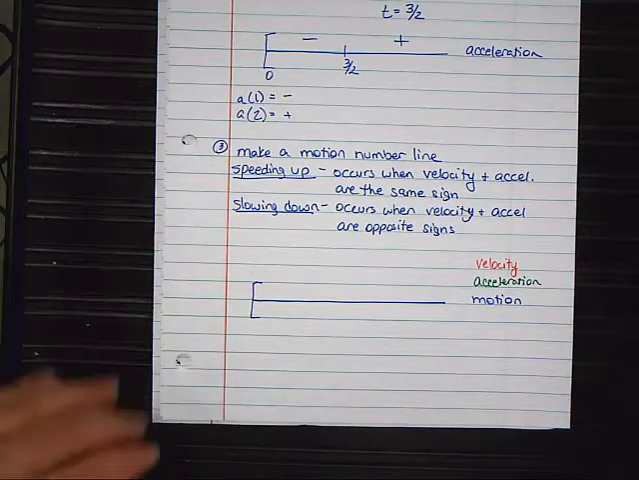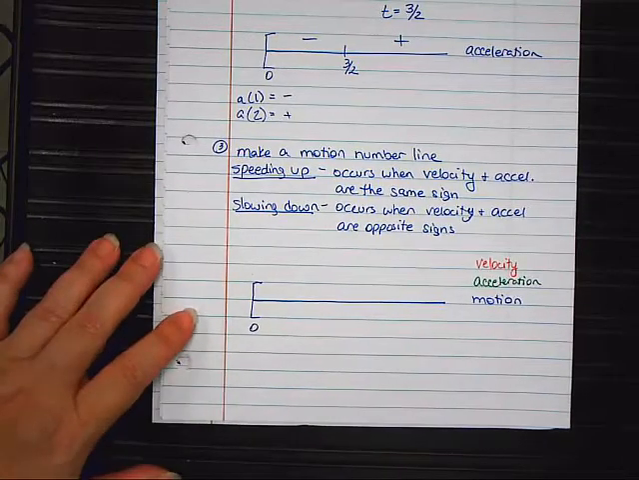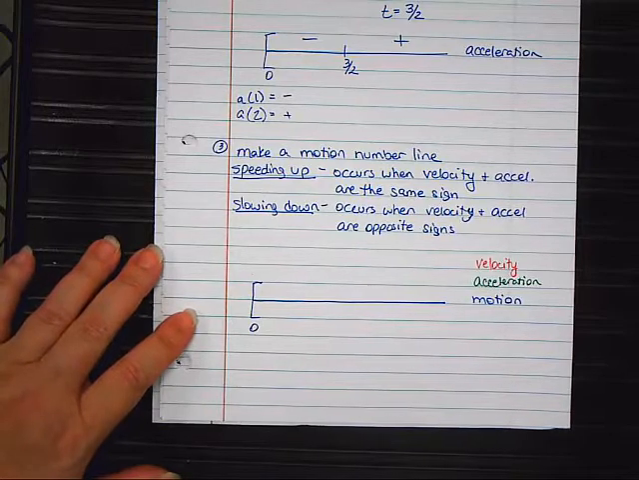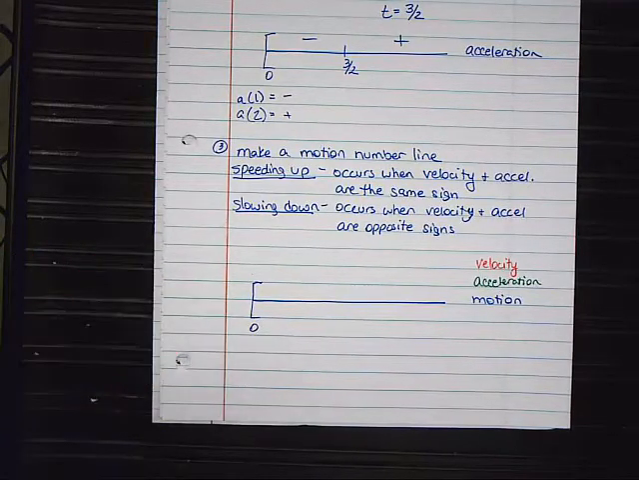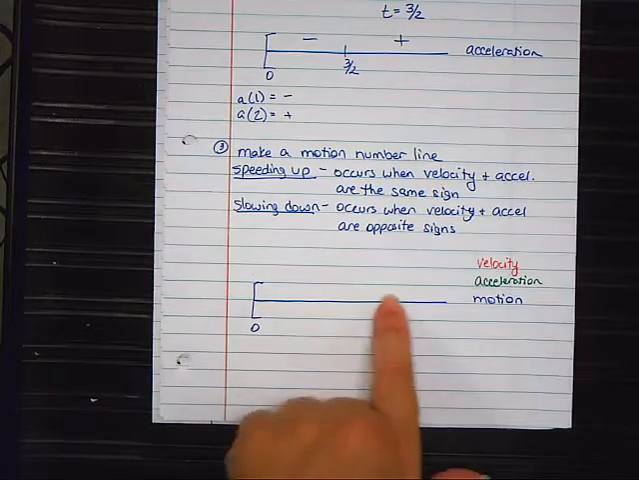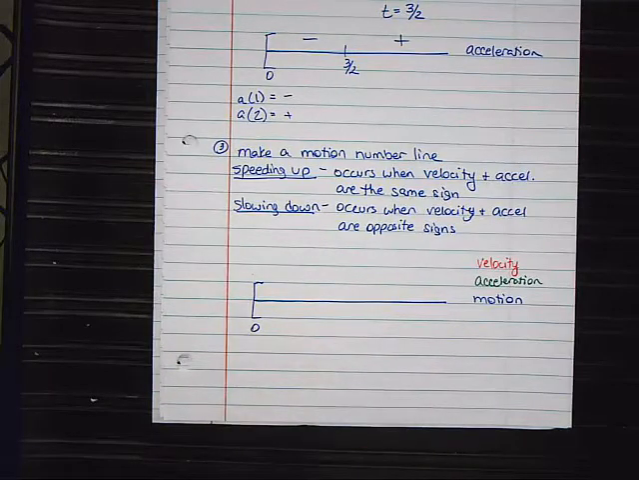Okay? Still starts at 0. Now, the question is, what numbers do I put on here? There's no solving for anything. You've already done all the solving. The numbers that go on this number line are all of the numbers that you used on either the velocity or the acceleration. So let's go back and look.